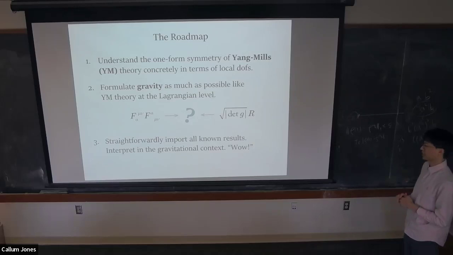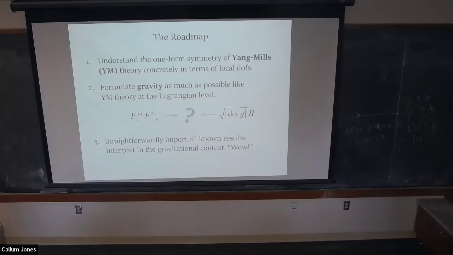So basically I will formulate gravity as much as possible like Yang-Mills theory at the Lagrangian level, and just import all the known results in Yang-Mills theory to gravity. That will surprise us, because importing the formulae into the gravitational context actually reveals more interesting interpretations, like physical interpretations in terms of curved space-time geometries. So yeah, that's our plan.